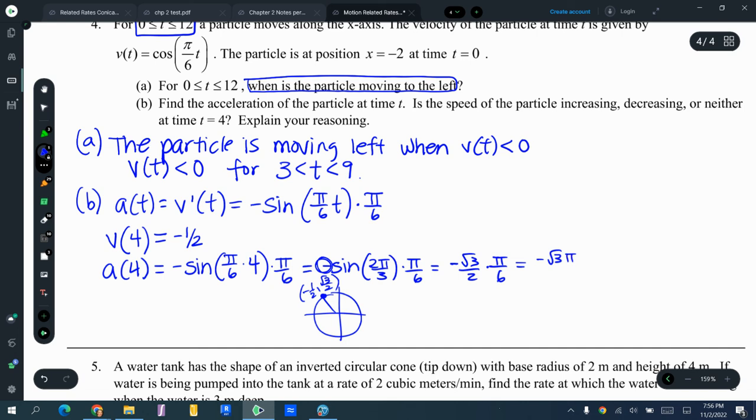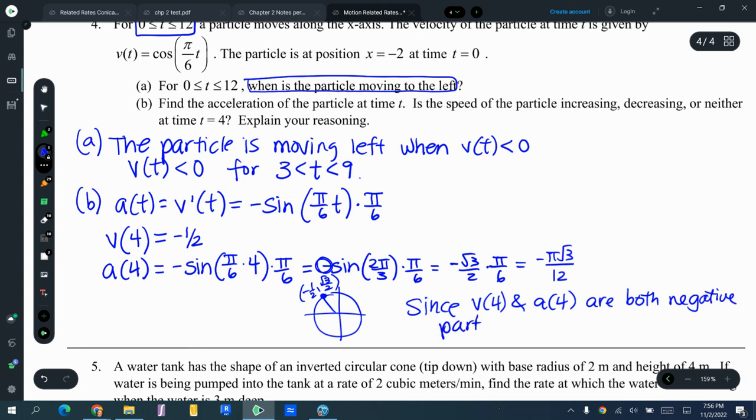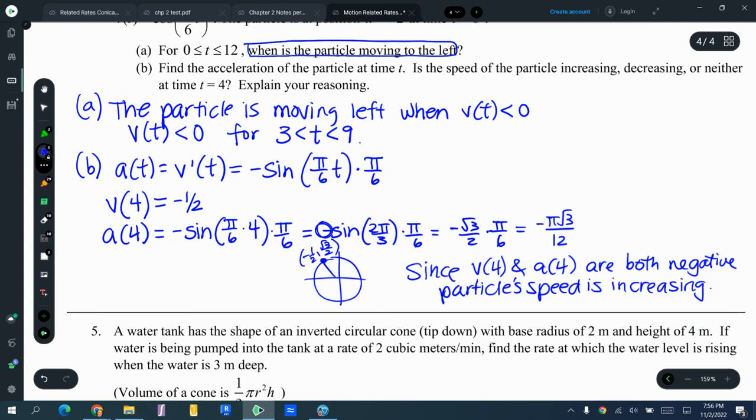It's negative root 3. I should put the pi in front. Negative pi times root 3 all over 12. But it's a negative. That's what we're coming down to. So here's your justification. Since v of 4 and a of 4 are both negative, the particle's speed is increasing.